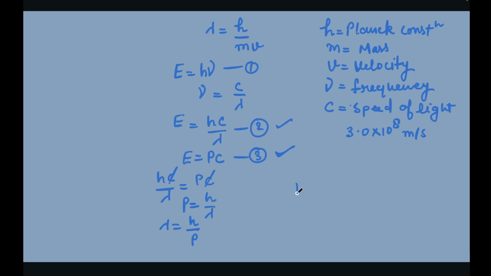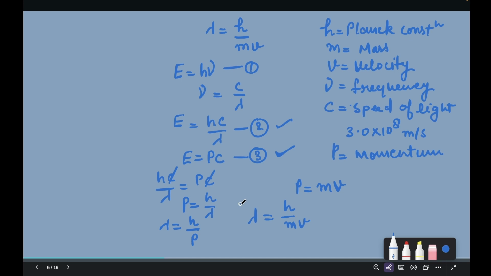Now we know that P is the momentum. P is equal to mv. Now put the value of P over here, then we will get lambda is equal to h upon mv. So this is the expression for the de Broglie hypothesis.